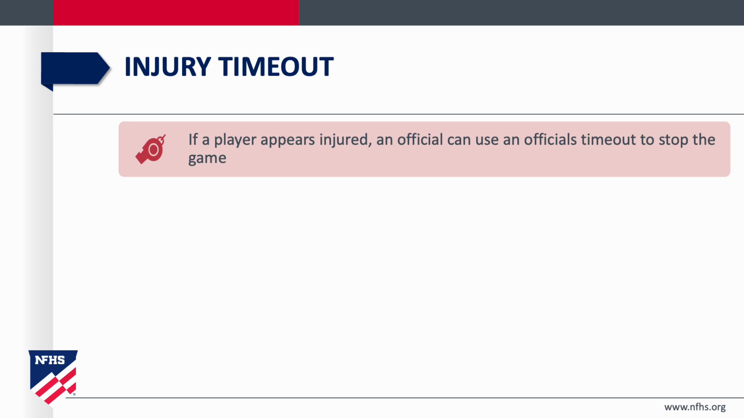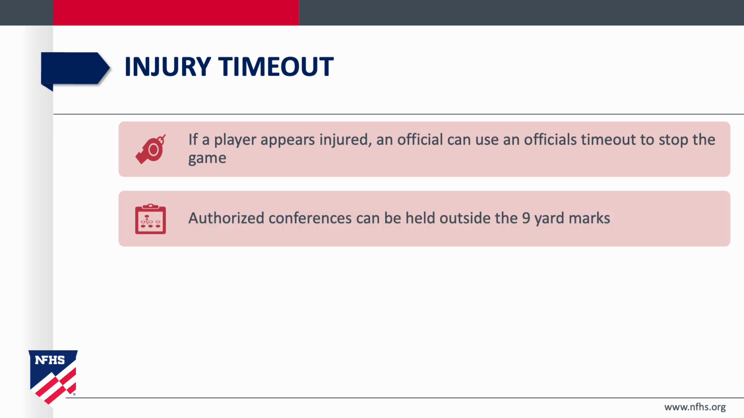It is the official's duty to call for a timeout if they see an injured player who cannot participate. While we don't want to send out a player who isn't injured, it is always best to err on the side of caution when dealing with injuries. If a player won't respond to questions when checking on them, it's best to call an official's timeout and have them checked on by a trainer or coach. While an injured player is being tended to on the field, the team is allowed to have a conference outside of the 9-yard marks. This can take place until the injured player can be moved from the field of play.